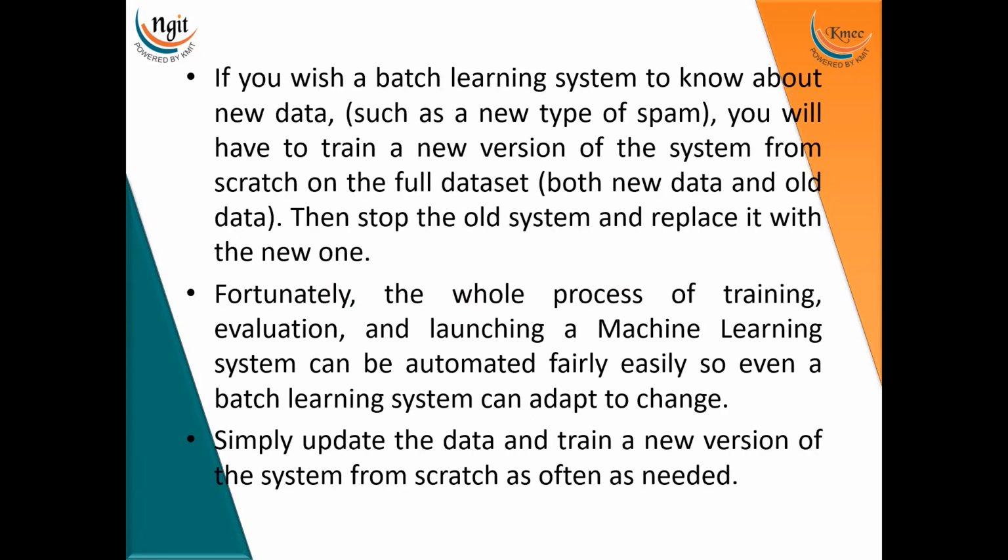If you wish a batch learning system to know about new data, let us say a new type of spam, we have to train a new version of the system from scratch on the full data set. Then we have to stop the old system and replace it with the new one. The whole process of training, evaluating, and launching an ML system can be automated fairly easily, so even a batch learning system can adapt to change.